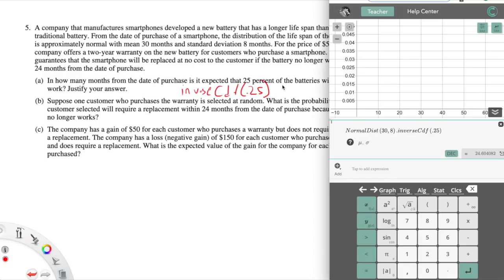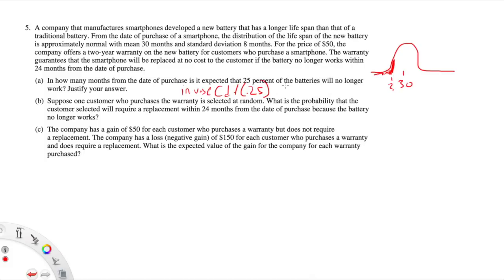So by the 24.60th month, you would expect that 25% covers about 25% of the area of the normal curve. So there's 25% of the batteries in the phones will have died by then.